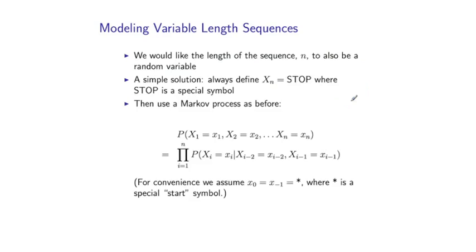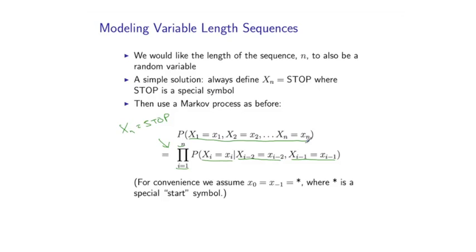And then we can use a Markov process exactly as before. We can say that this joint probability is equal to a product of terms, i equals 1 to n. At each point, we condition the value for the ith random variable on the previous two random variables. And we're just assuming that xn is equal to stop. So we now have a way of writing down the probability of a sequence for any length. We get a distribution over all length sequences.